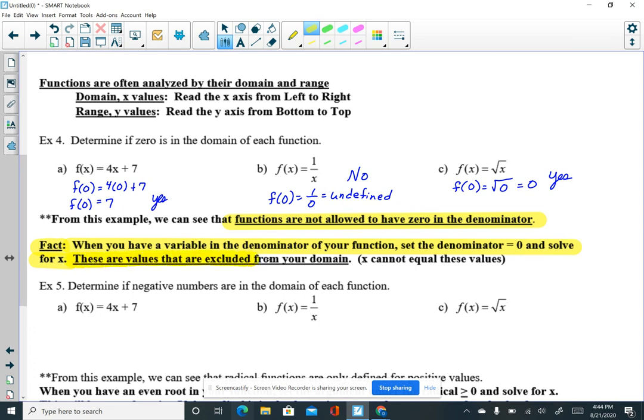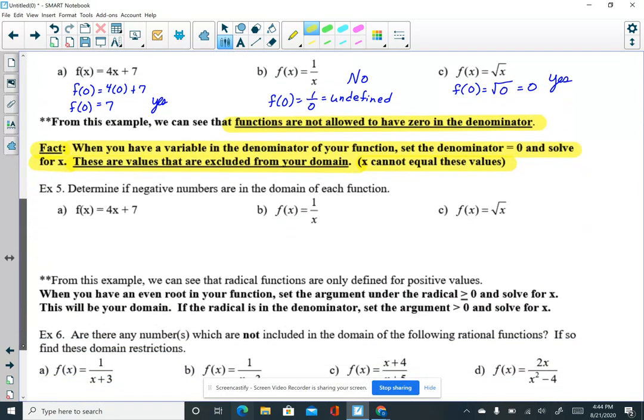These are the values that are excluded from your domain. Essentially, x cannot equal those values. You'll see me here in the video and also in your solution key where, instead of setting it equal to 0 and then excluding it, I set it not equal to 0, and then automatically that is your answer. Okay, let's move on down then to example 5.